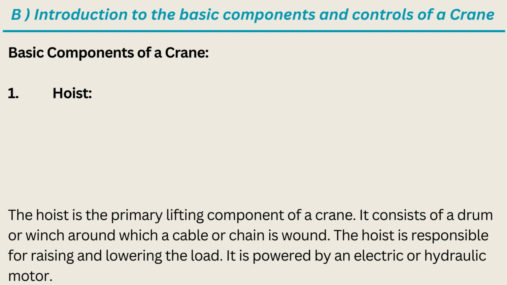1. Hoist. The hoist is the primary lifting component of a crane. It consists of a drum or winch around which a cable or chain is wound. The hoist is responsible for raising and lowering the load. It is powered by an electric or hydraulic motor.